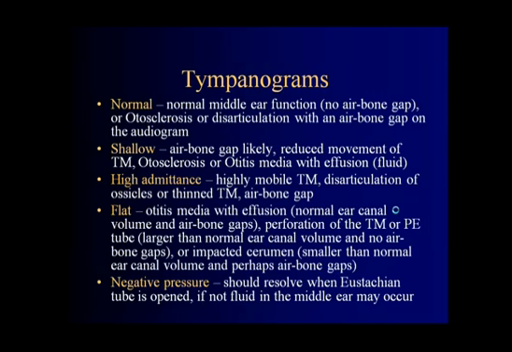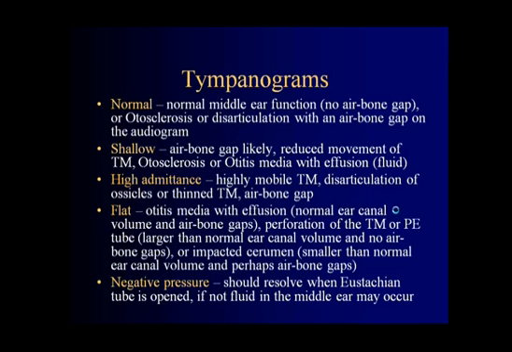So we have different types of tympanograms. We have a normal tympanogram, which we could find when we have normal middle ear function and no air-bone gaps. Notice we're looking at the air-bone gaps on the audiogram, and we're looking at the tympanogram. Or this could be a sign of otosclerosis or disarticulation of the ossicular chain when you have an air-bone gap. So if you have a normal tympanogram, look at the pure tone thresholds, the bone conduction thresholds, the air conduction thresholds, and look for that air-bone gap. If you see the air-bone gap, then you decide, wow, maybe we have the presence of otosclerosis or a disarticulation of the ossicular chain.